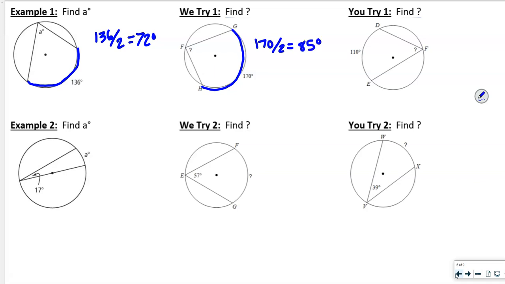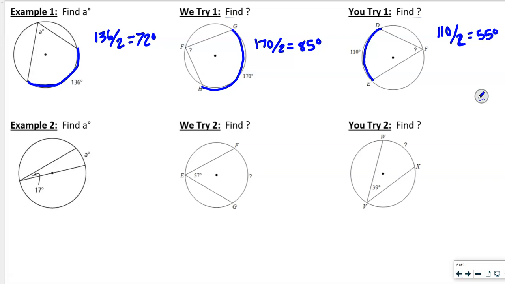Okay? All right, let's see if you can do the you try. Pause the video if you need to. Okay, so aren't we going to do 110 divided by 2? Again, there's my arc, right? That's what we have. So this angle is going to be 55 degrees.